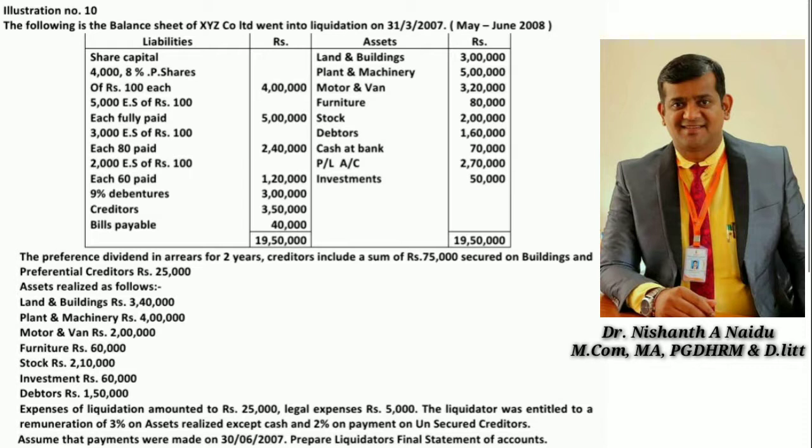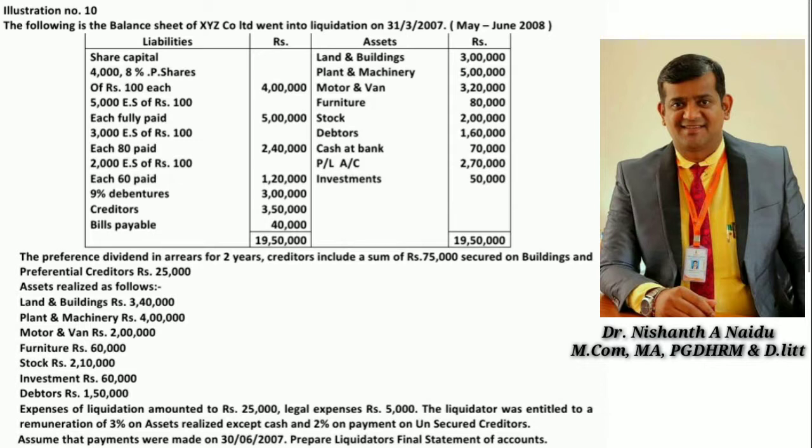Then they said that creditors include a sum of rupees 75,000 secured on building. So 75,000 rupees is secured on building. That means realization of assets under that, surplus value of realized value of secured asset, we are going to consider this. Okay, so 75,000 rupees, and at the same time while calculating the unsecured creditors value, we have to deduct this 75,000 as secured creditors from sundry creditors value. Okay, so to identify unsecured creditors, then in continuation he said preferential creditors rupees 25,000. So there are preferential creditors also, that 25,000 rupees.